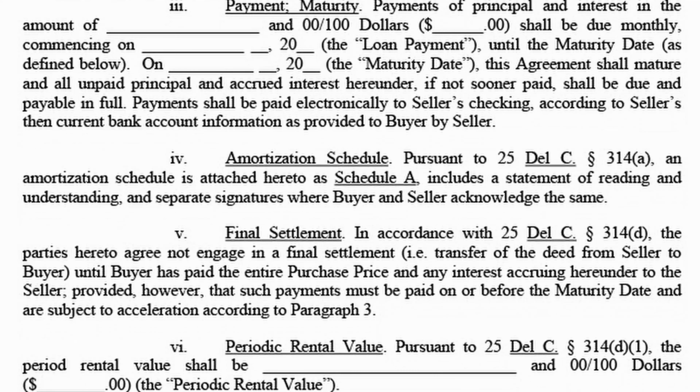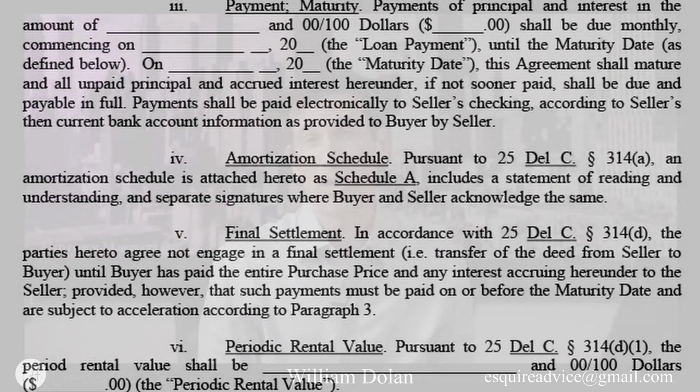Subsection 4, the amortization schedule. This is a requirement under Delaware law. You have to include an amortization schedule. So if it's a balloon, it needs to show the balloon at 5 years. If it's a fully amortizing loan and the term is really 30 years, you put the whole 30-year amortization schedule as an attachment here, and the way we have it set up as Schedule A. That's just a requirement that you have.